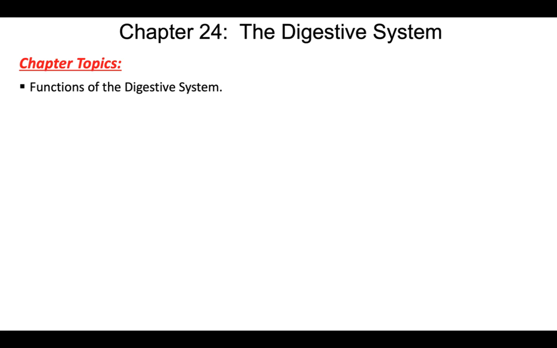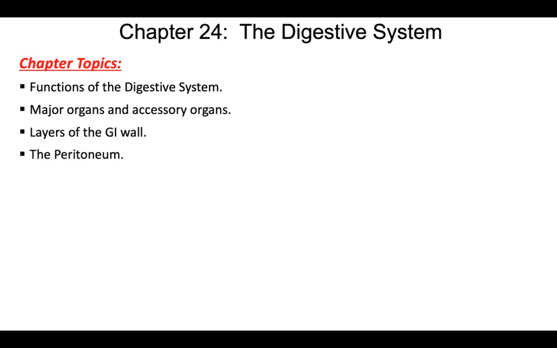Some of the topics: basic functions of our digestive system, major organs and accessory organs, layers of the wall of the GI tract, not the most exciting thing, but we got to understand what tissues are in the GI tract. The peritoneum. The peritoneum is the serous membrane that's found in your abdominal cavity. Then we go down the GI tract and look at what's going on.